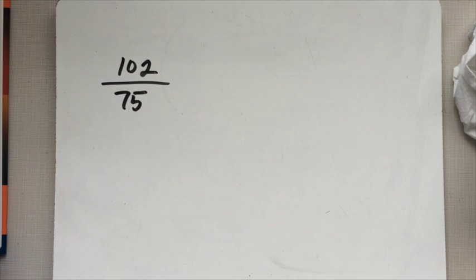All right, here's one to try on your own. Find the prime factorization of the numerator, the prime factorization of the denominator, cancel the factors that cancel, and see what you've got left. Pause the video, give it a try, start it when you're done.